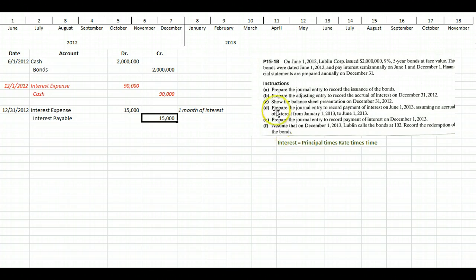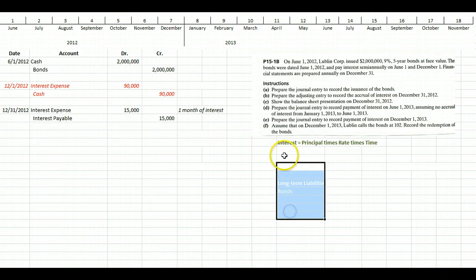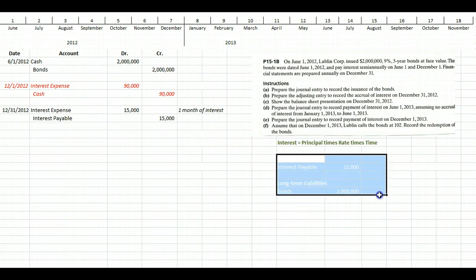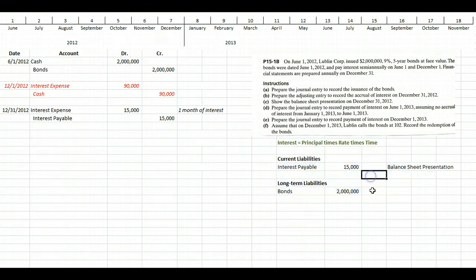Then it asks us to show the balance sheet presentation as of December 31st. Well, we've got some short-term and some long-term liabilities here. So on our balance sheet, it would look like this. Under current liabilities, we'd have that interest payable because that's due within 1 year. And we'd still owe that $2 million long-term because that principal isn't due until the end of 5 years.